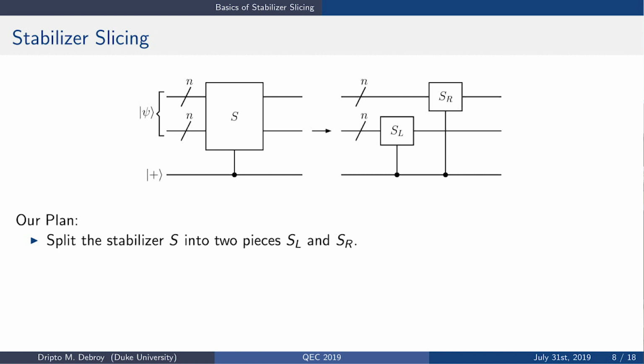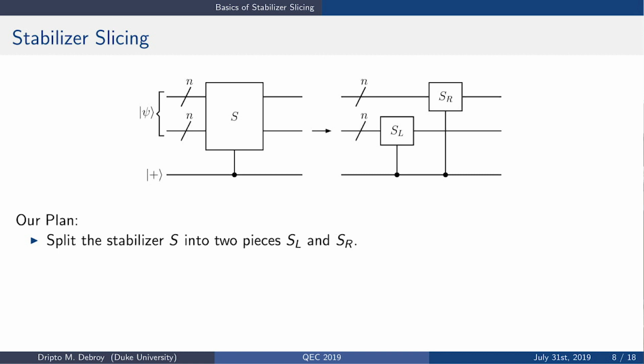So first, we take some stabilizer S. On the left here, we have the standard stabilizer measurement circuit. So you have some ancilla qubit in the plus state. You apply a controlled S operation to your code state, and then you measure this qubit in the plus-minus basis to find out whether your stabilizer is violated or not. So our first thing to do is to slice this stabilizer into 2 pieces, SL and SR.